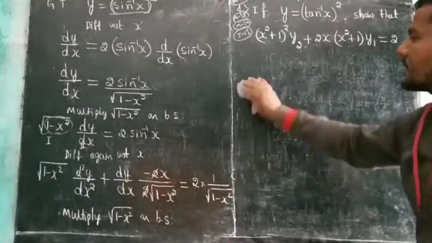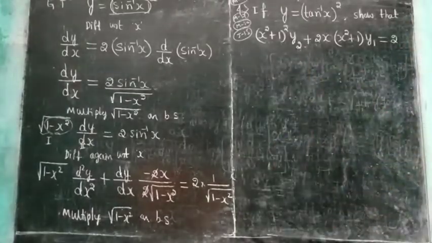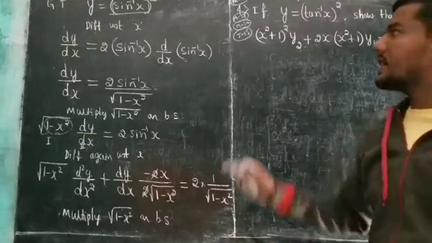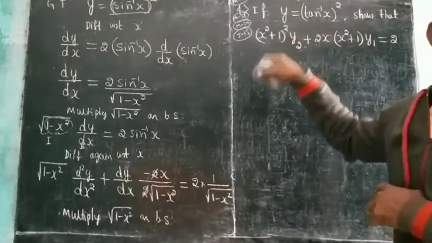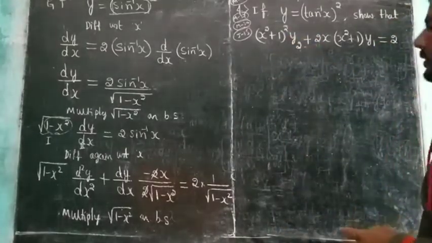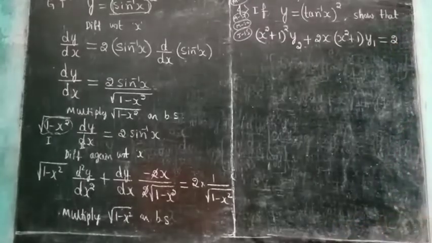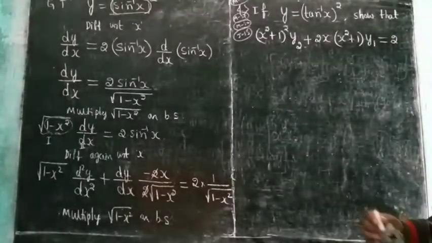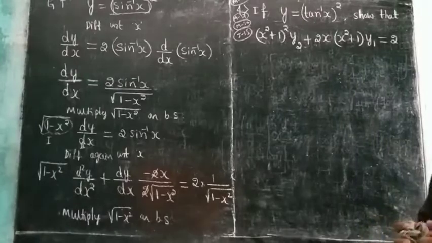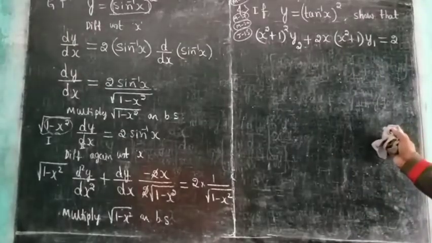This problem is also similar to the previous one. If y is equal to tan inverse of x whole square, then prove that x square plus 1 whole square into y2 plus 2x into x square plus 1 into y1 is equal to 2.